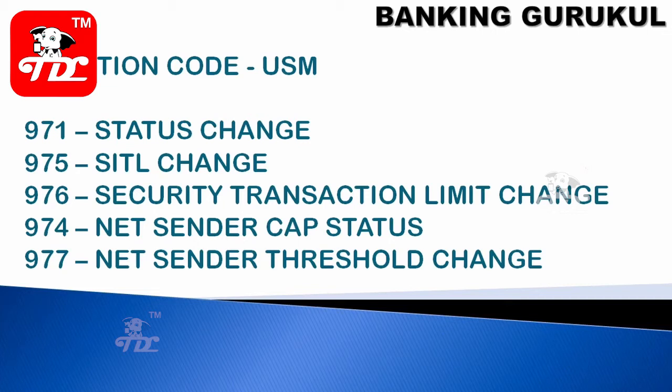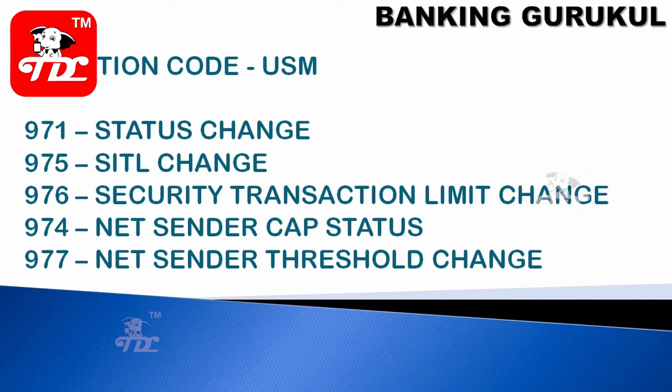We have different function codes. 971 function code means it is a status change, whether the system is up, down or suspended. 975 means SITL change. 976 means security transaction limit change, SITL limit change. 974 is sender cap status change. 977 is net sender threshold change, if there is any change in the threshold limit. 974 is any change in net sender cap limit.